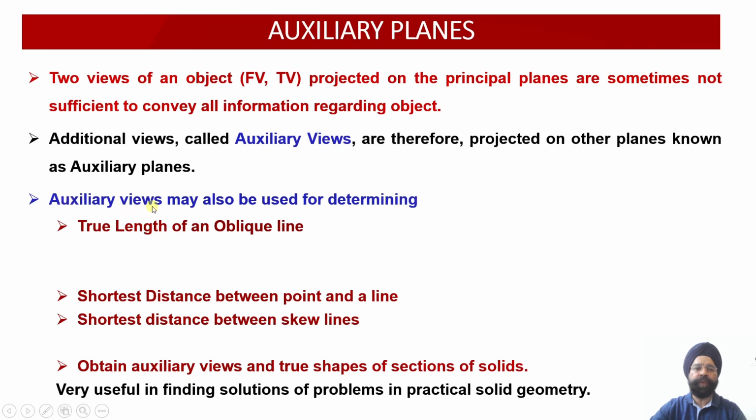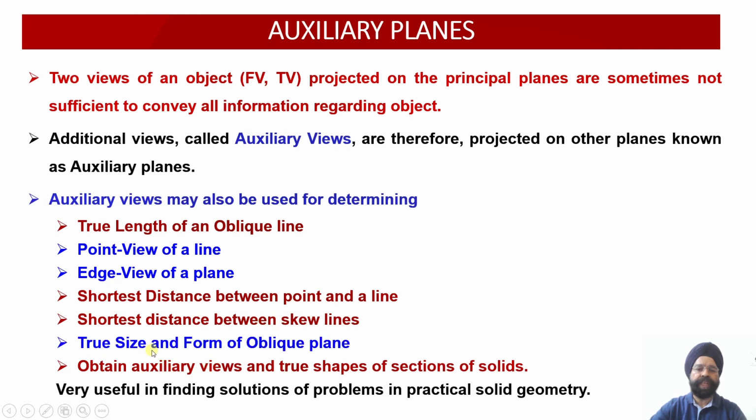So auxiliary views have many applications in engineering graphics, and they are used for determination of true length of an oblique line, point view of a line, edge view of a plane, shortest distance between point and a line, shortest distance between skew lines, then obtaining the true size and form of the oblique plane, and obtaining auxiliary views and shapes of sections of solids. So the auxiliary views are very useful in finding solutions of problems in practical solid geometry.